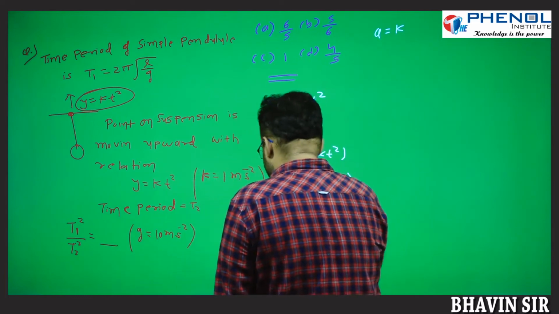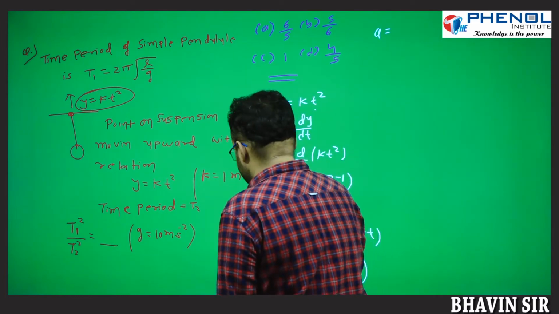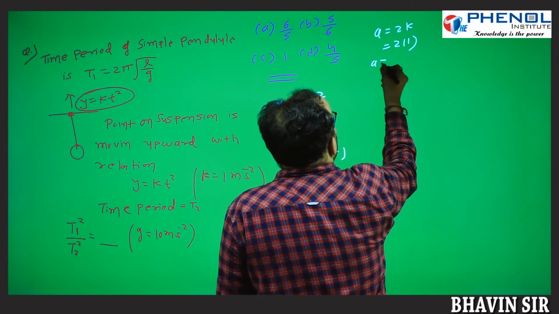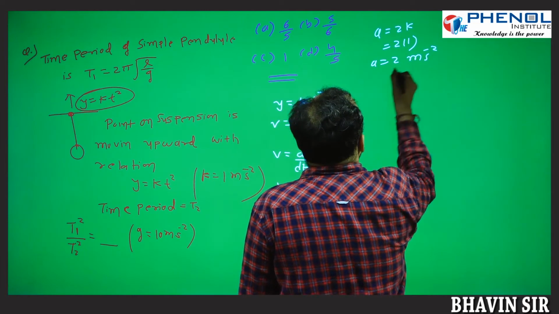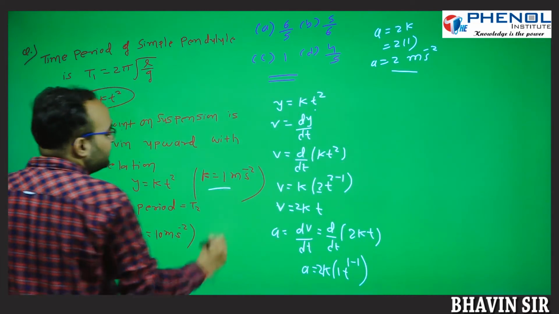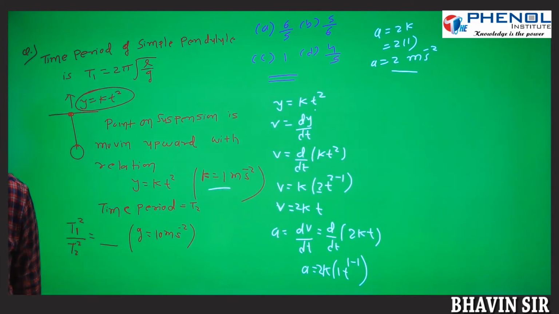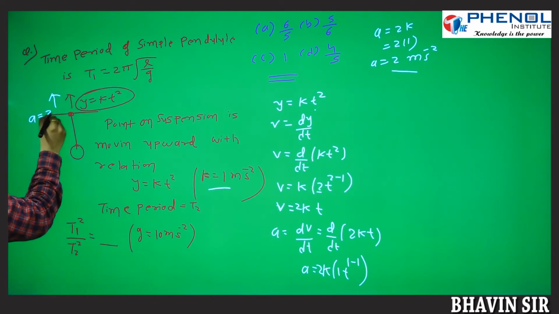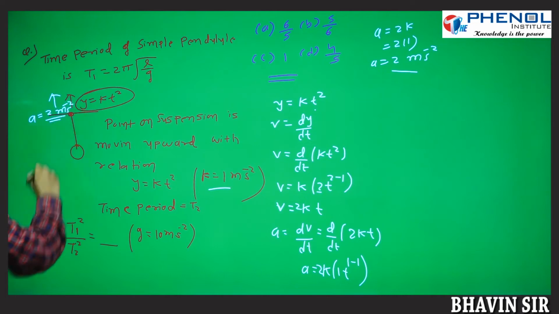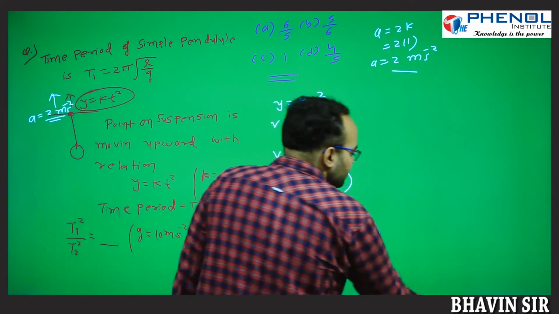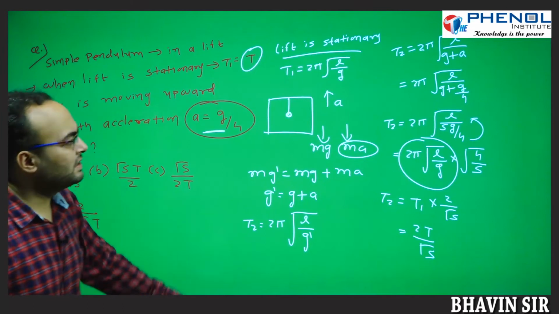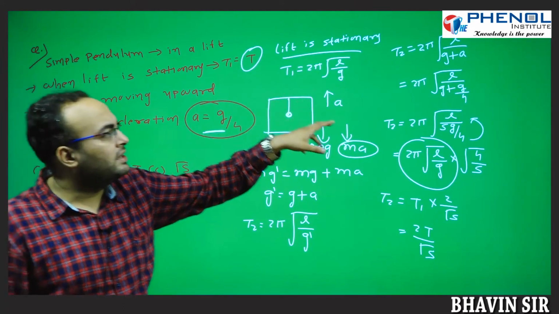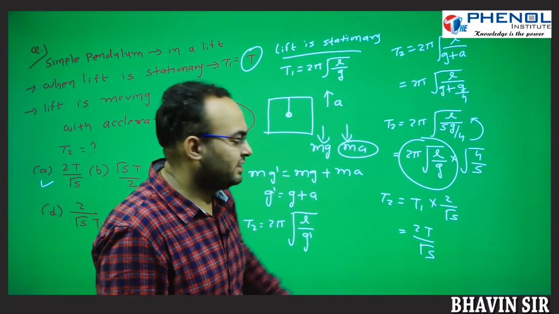Chalo, so what is the acceleration? 2k. And what is k, students? 1. So what is the acceleration? 2 meter per second square. So in upward direction, what is the acceleration? 2 meter per second square. So when acceleration is in upward direction, then what is the time period? 2 pi under root L upon g plus a.